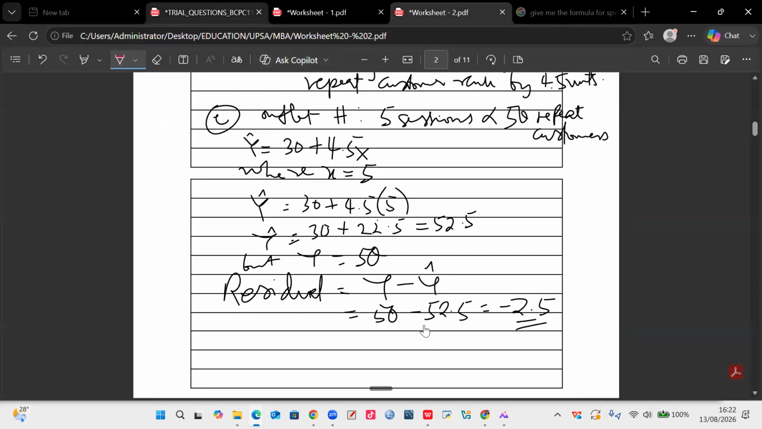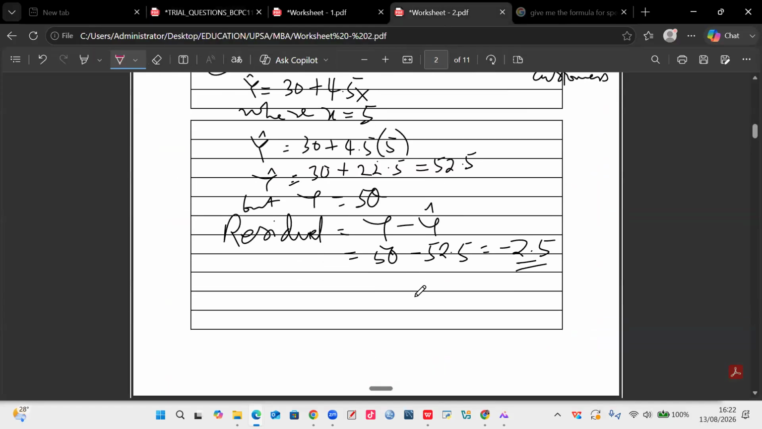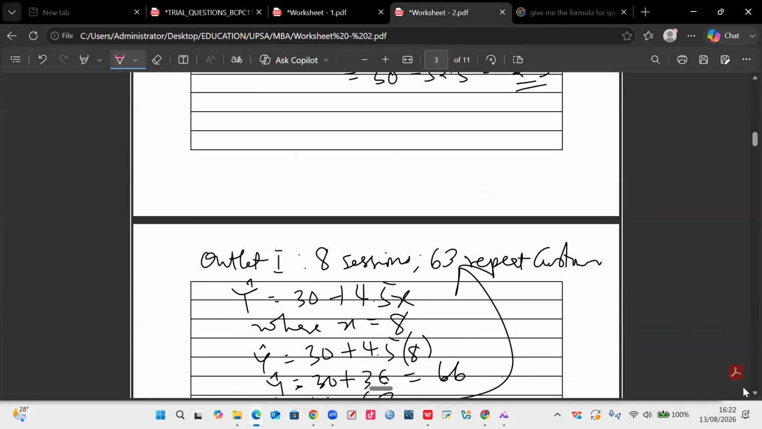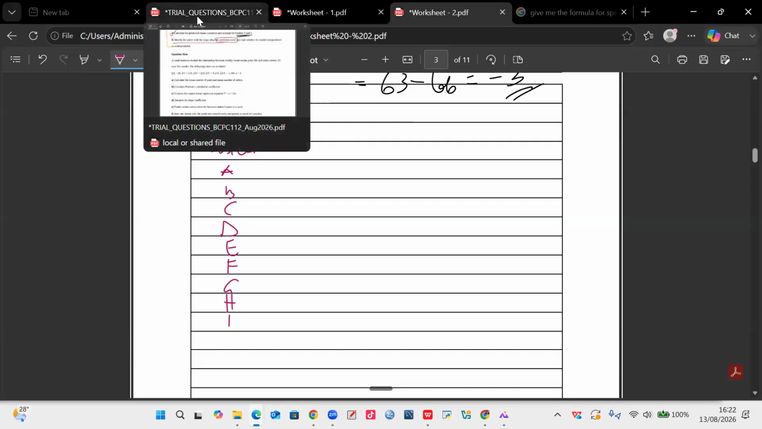Let me read the question carefully. So what we'll do is simple. We'll draw the table again. So we have outlets A, B, C, D, E, F, G, H, I. Wait. If you do it that way, it will be a long process.